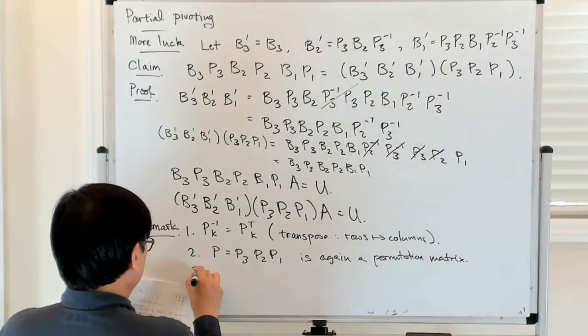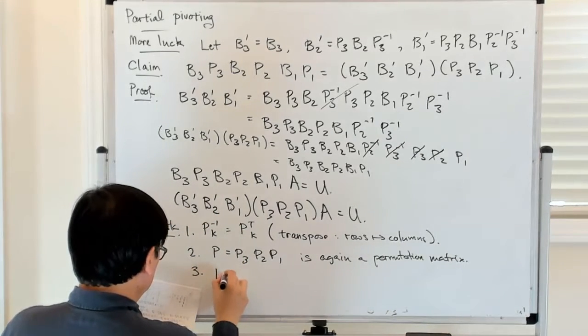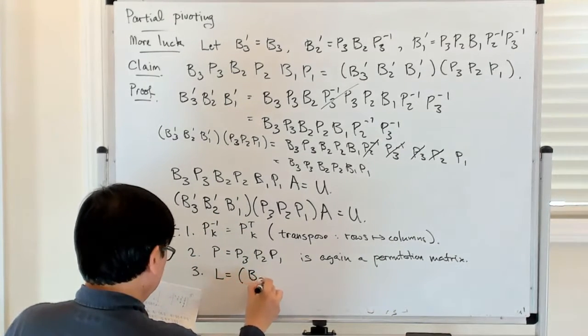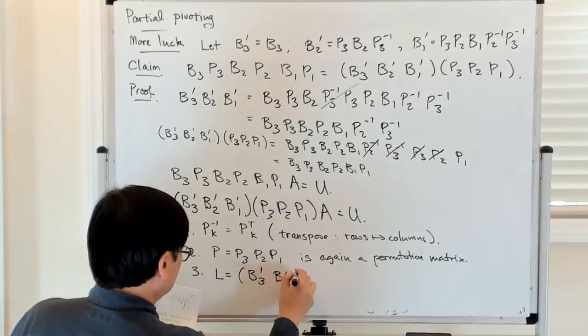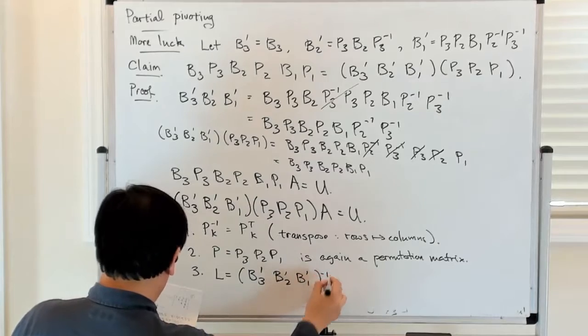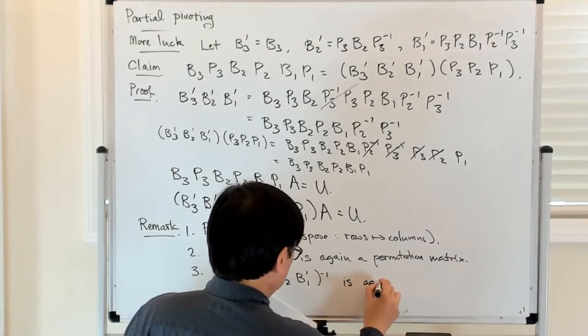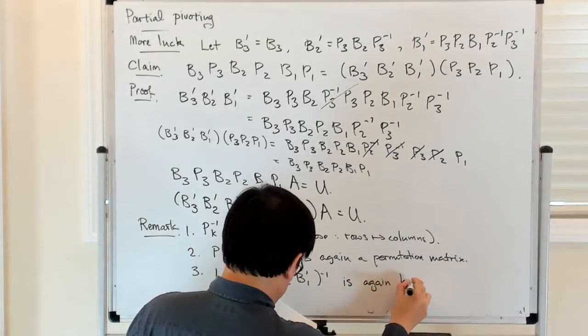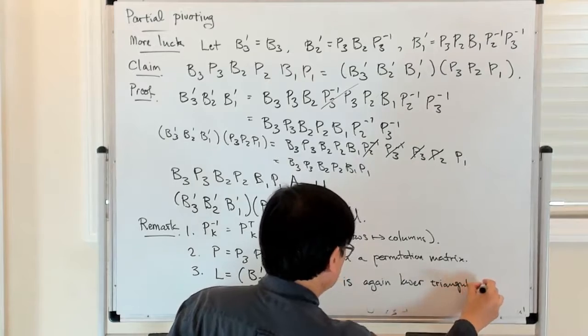And then the third thing is that if you look at the inverse of this thing, L, which is defined to be B3 prime, B2 prime, B1 prime inverse, this is again lower triangular with ones along the diagonals.